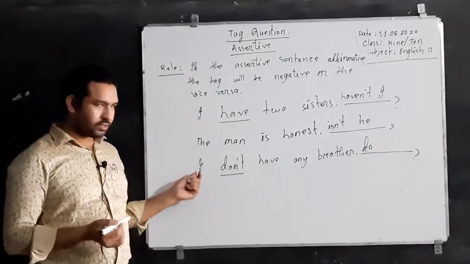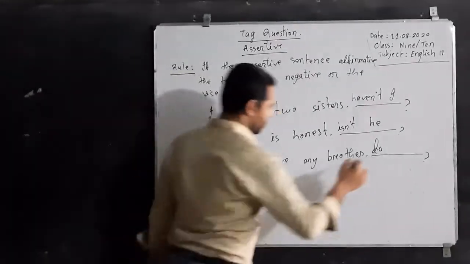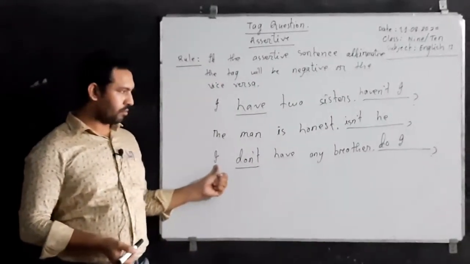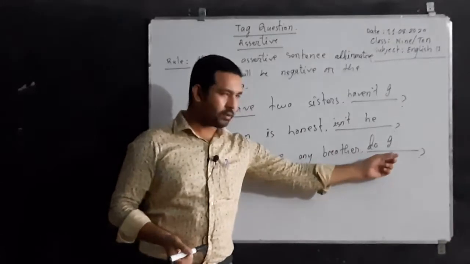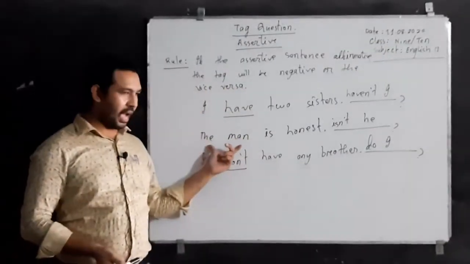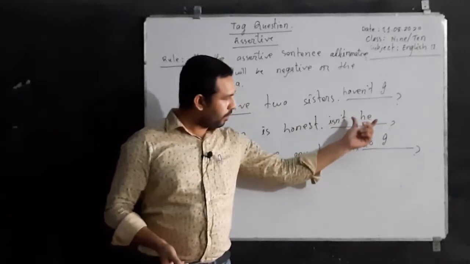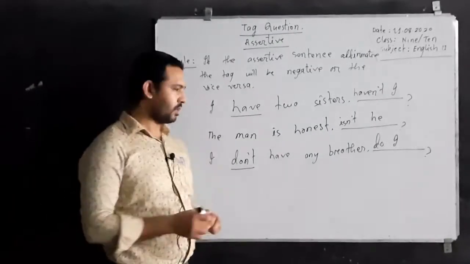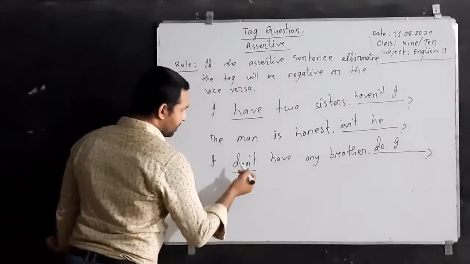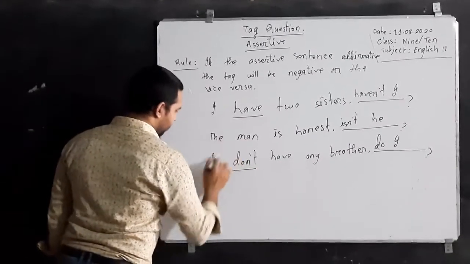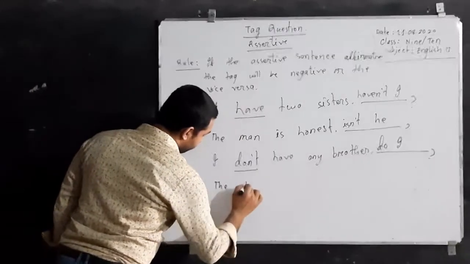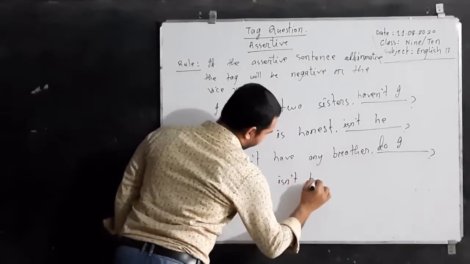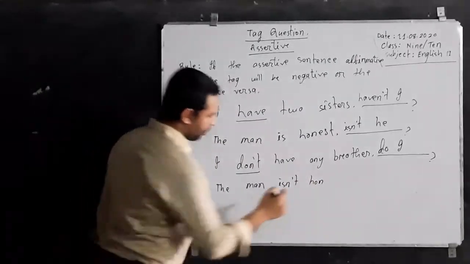And the subject is a pronoun. There is no problem. I can put it here. If the subject is a pronoun, we can put the pronoun here, no problem. But if the subject is a noun, we must use the pronoun of the subject. Is it clear to you? Okay, let's see the opposite of this sentence. The man isn't dishonest or honest. Okay, no problem.